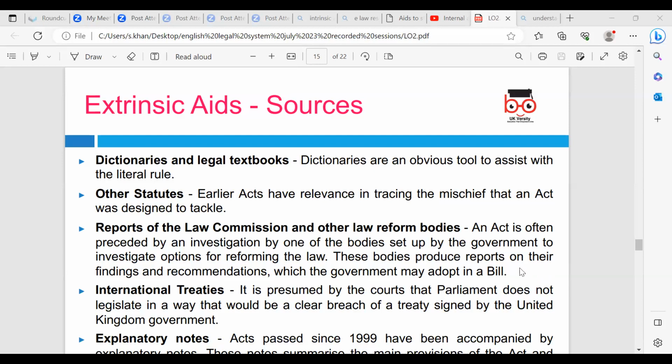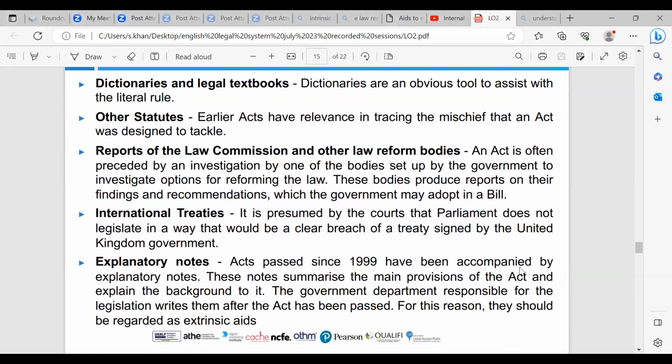International treaties: it is presumed by the courts that Parliament does not legislate in a way that would be a clear breach of a treaty signed by the United Kingdom's government. And then explanatory notes: acts passed since 1999 have been accompanied by explanatory notes. These notes summarize the main provisions of the Act and explain the background to it. The government department responsible for the legislation writes them after the Act has been passed. For this reason, they should be regarded as extrinsic aids.